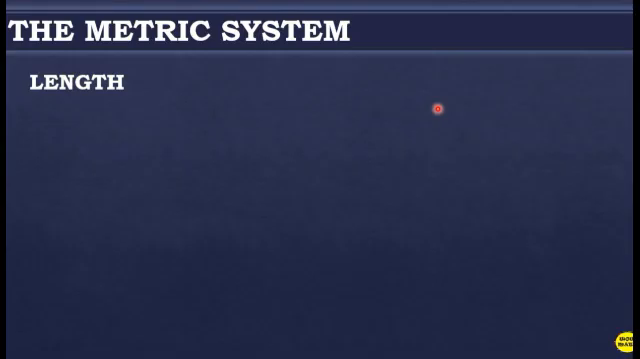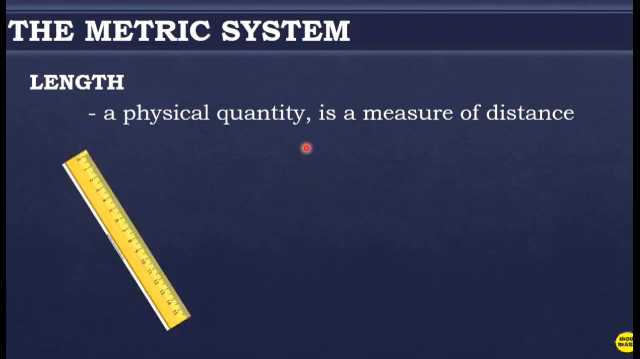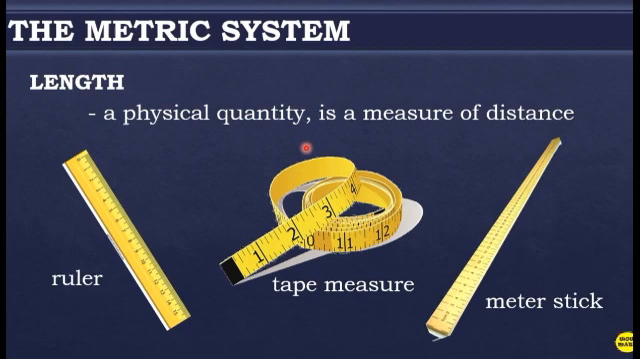So, let's have first the concept of length. Length is a physical quantity. Its measure is of distance and the length of the object. So, when we refer to length, what we get is the distance or the length of an object. What instruments can you use to measure length? I know we are familiar with these. You can use a ruler, the tape measure and the meter stick. These are the instruments you can use when we are measuring length.